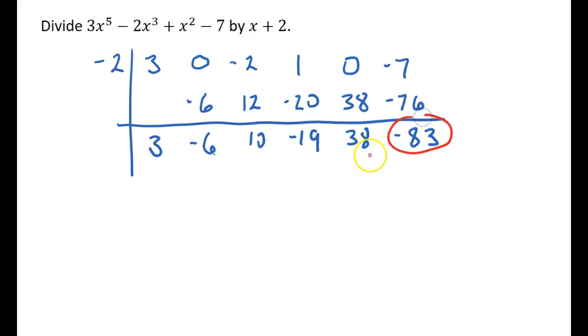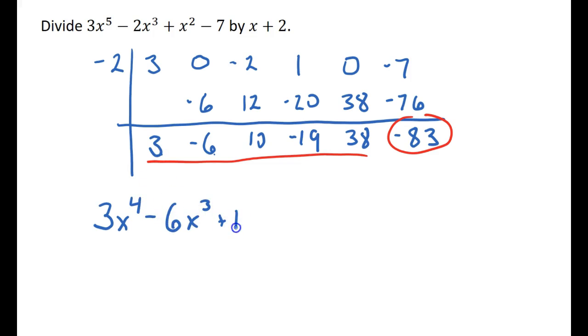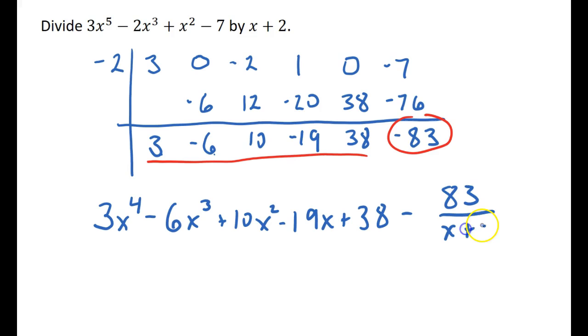Here's my remainder, and these are the coefficients of my quotient. So my answer is, we began with an x to the 5th. Our quotient will begin with an x to the 4th. 3x to the 4th minus 6x cubed plus 10x squared minus 19x plus 38 minus 83 over x plus 2. And that's how you do synthetic division.